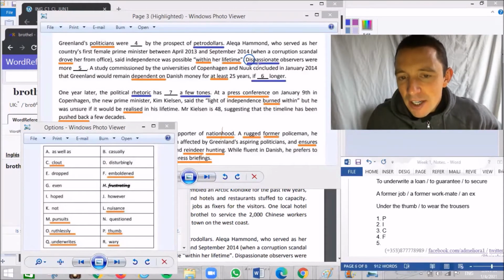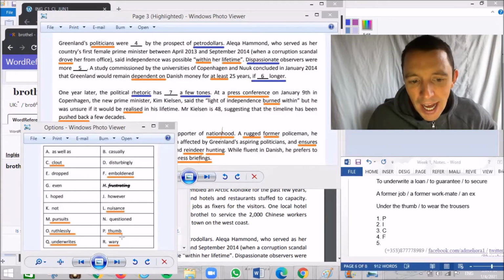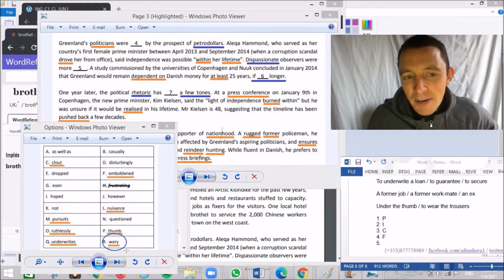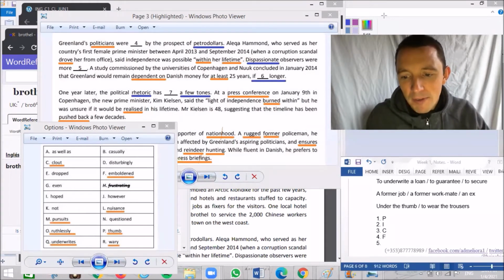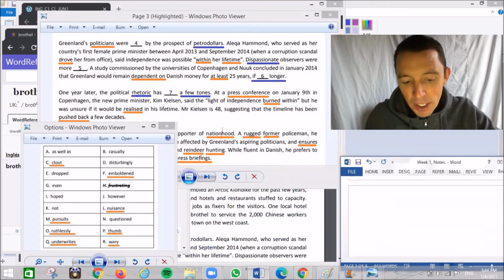So they were not happy, unhappy, angry. Observers were more, and I think R is absolutely the best. Like, they're very skeptical, very suspicious. Okay, so R, I think, is definitely the best answer for number 5. So the angry people were more suspicious, more cautious.